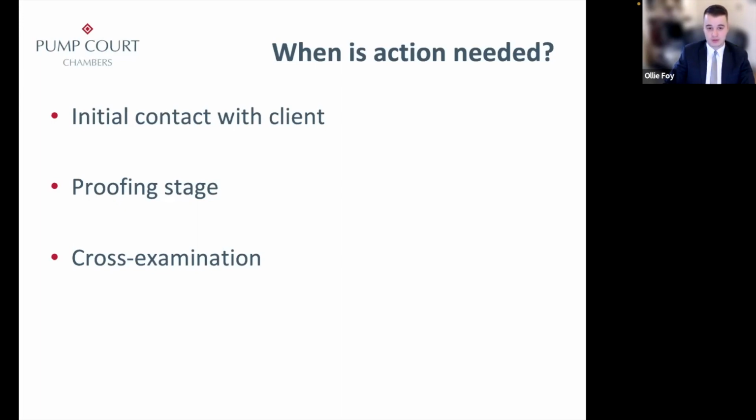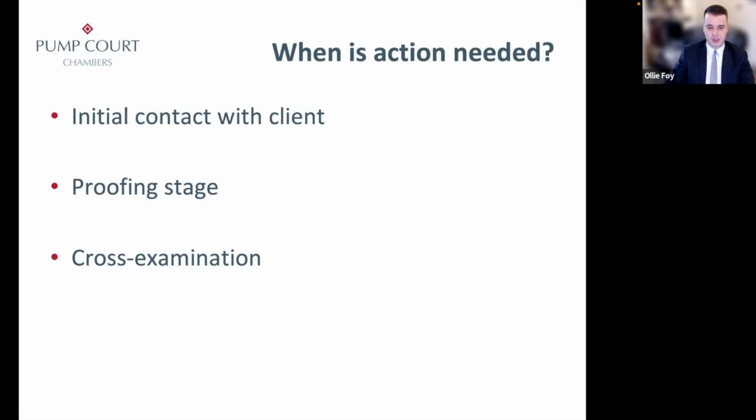Invariably, the reason for that is because it hasn't yet become apparent that the client has difficulties with English. It is not uncommon for this to only become apparent when the client begins giving evidence, and even after a full conference with counsel, it transpires that they do not understand their witness statement, and that leaves the court and, of course, the client in a very difficult position.